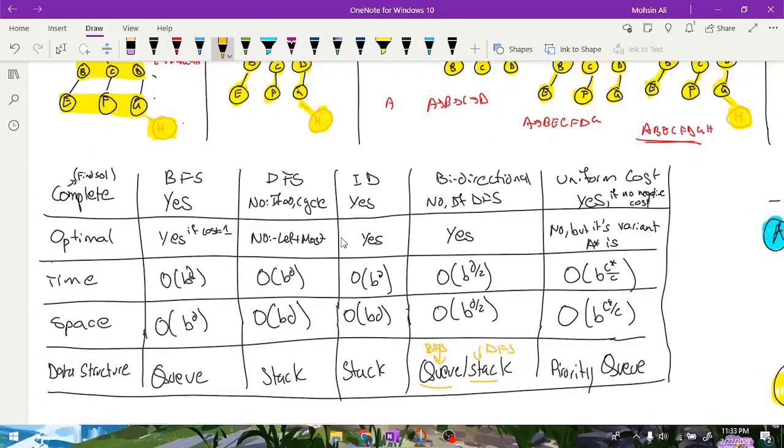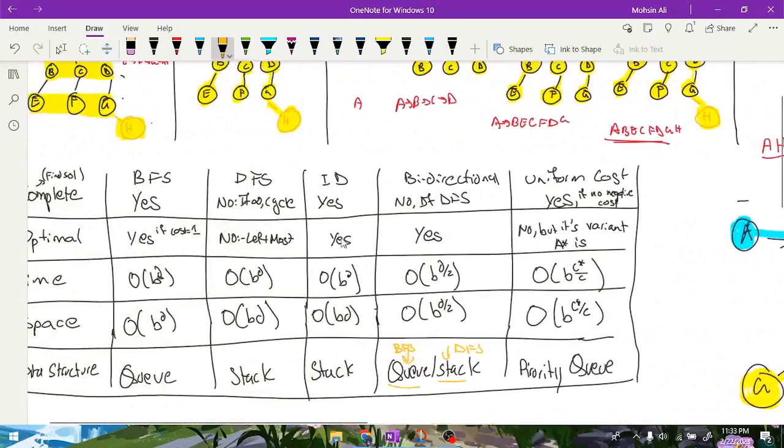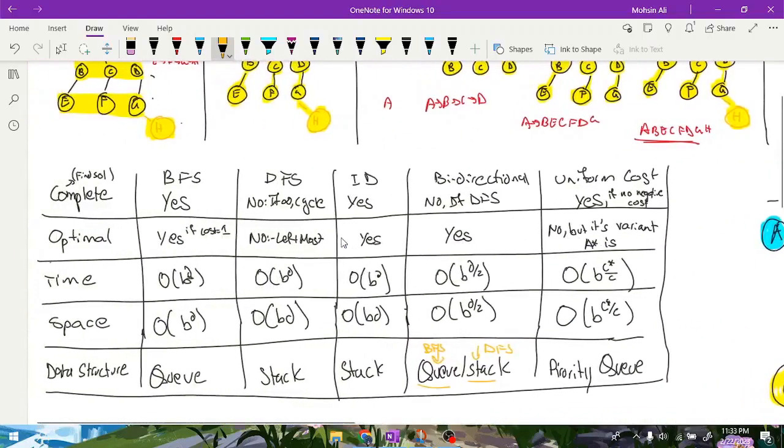Is it optimal? No, it's not optimal, and we just saw why it wasn't optimal. Do I have the graph? I don't have the graph, sorry. But you can go back in the video and you can see why it is not optimal. But its variant is the A star algorithm, and it is an informed search algorithm, and we will be looking at what an A star algorithm is in the next video.